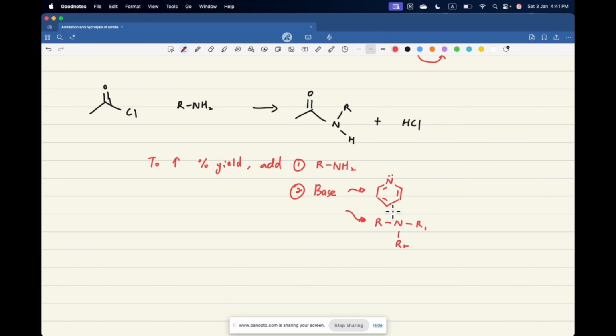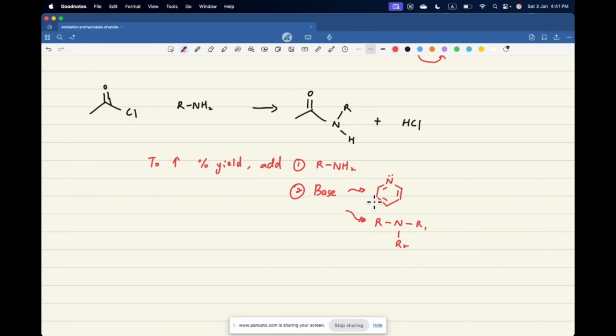So this is a tertiary amine. You may wonder why the tertiary amine does not react with the acyl chloride. And here's how it works. To let this chlorine leave, to become a good leaving group, we need hydrogen, right, to form the HCl.